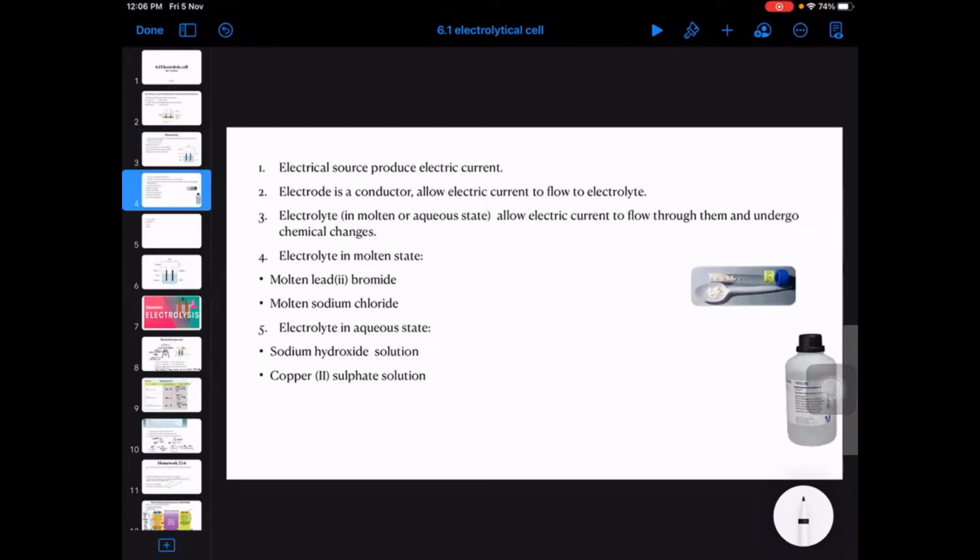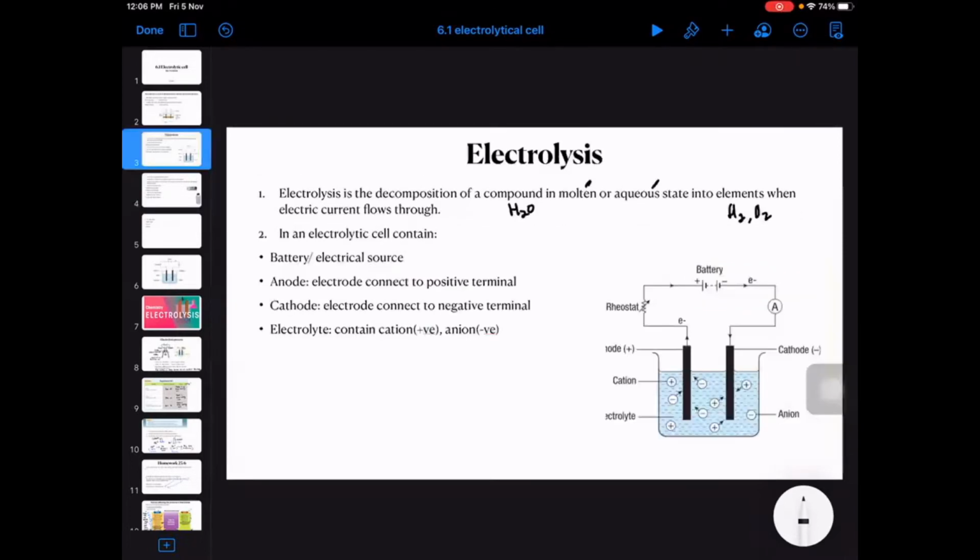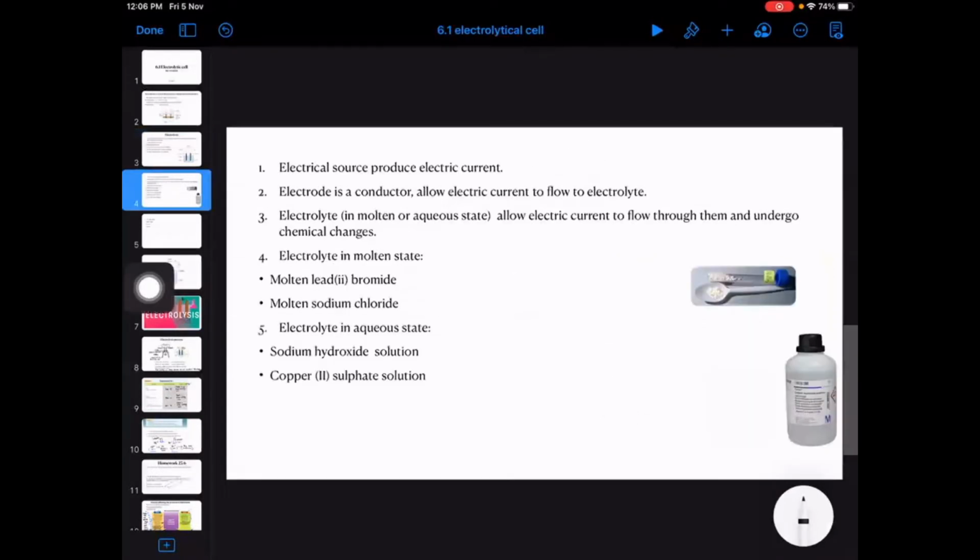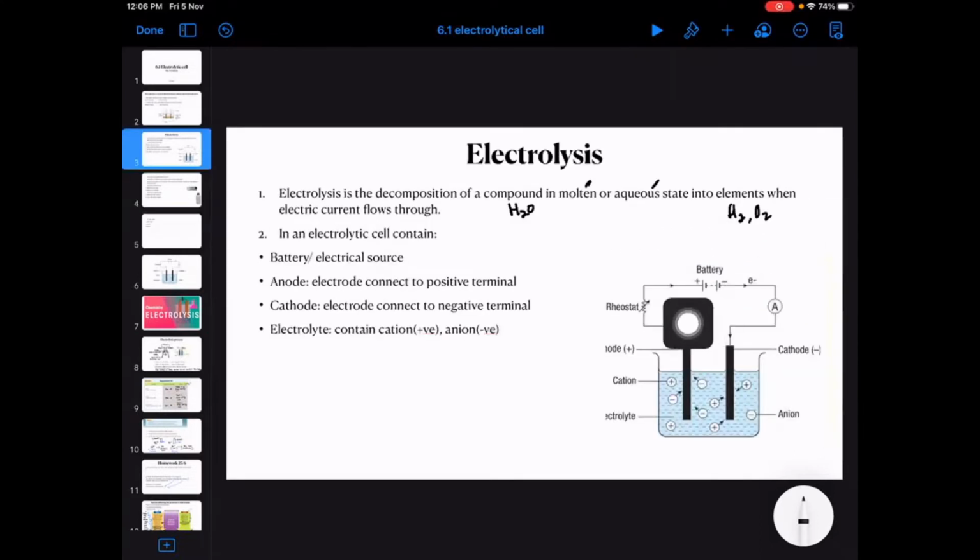So in an electrolytic cell, we must have a battery or any electrical source. The electrical source produces electric current, and you must have electrodes. Electrodes must be conductors so that they can allow electric current to flow to the electrolyte. So these two electrodes, anode and cathode, must be conductors.